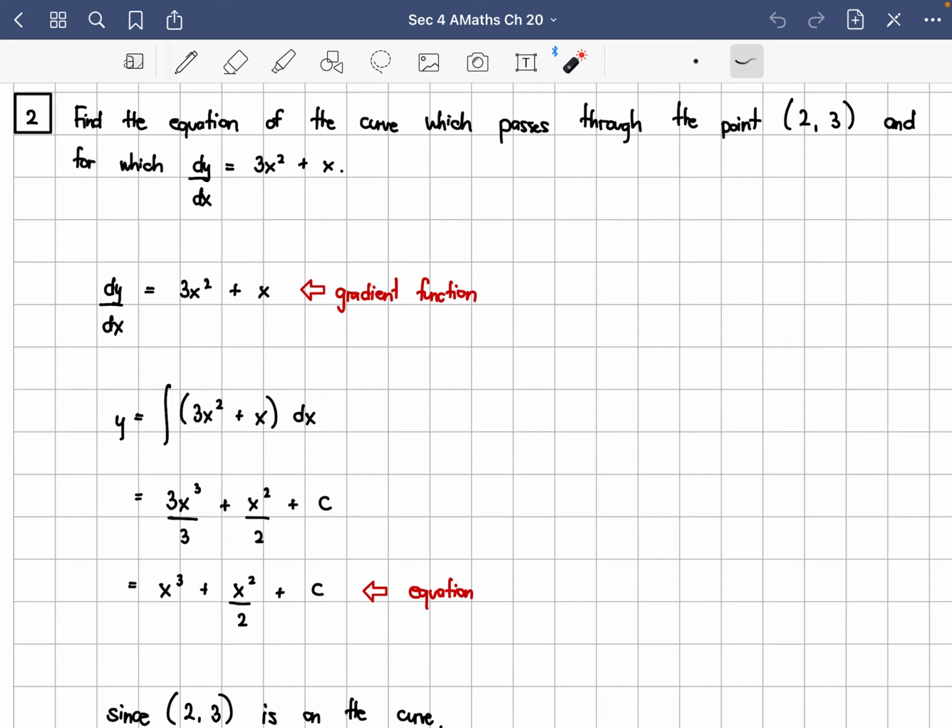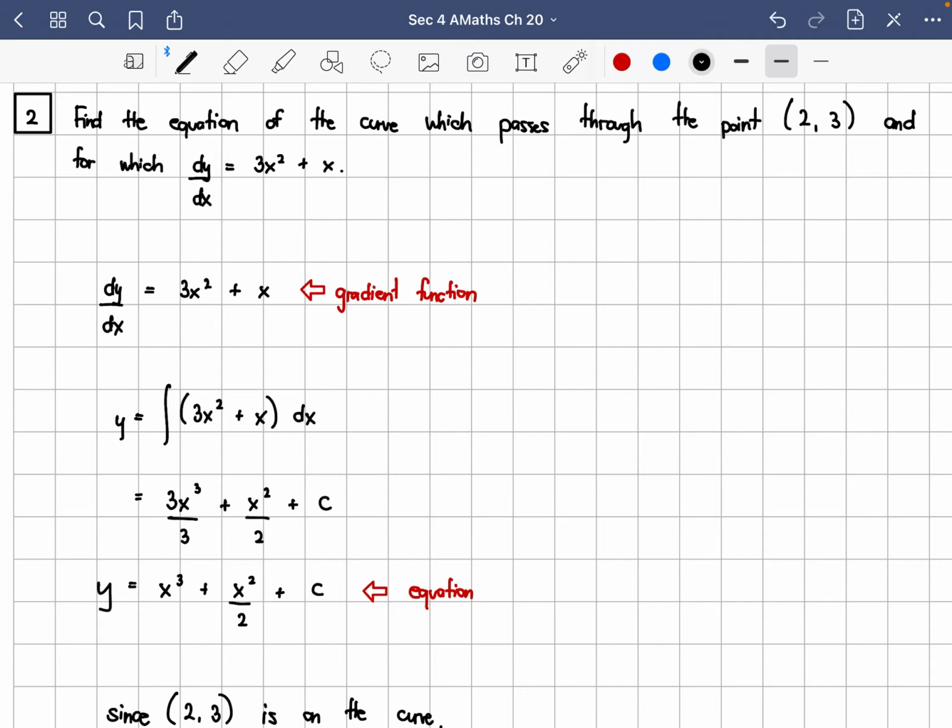So for this one, we get the antiderivative of 3x squared plus x. Solving this, we will have 3, and then the antiderivative of x squared is x cubed over 3. And then the antiderivative of x is simply x squared over 2 plus c. So simplifying this, our final answer is x cubed plus x squared over 2 plus c. And that is the equation for the value of y.